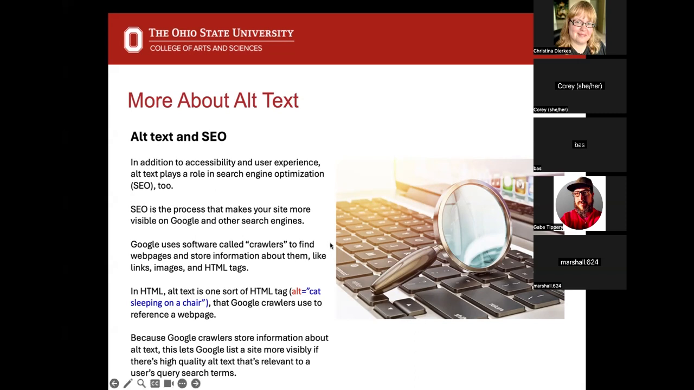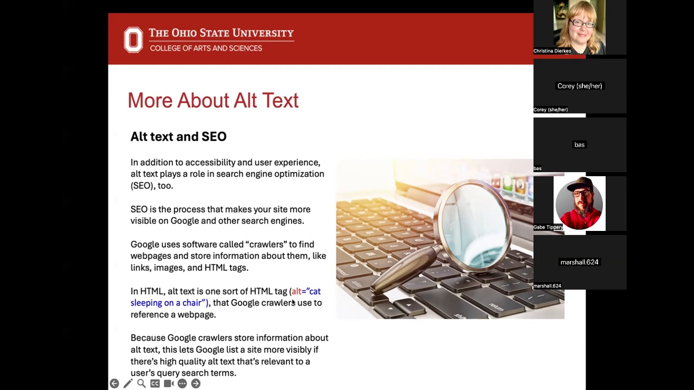I don't have an example really to the right here, but the tag in question that I've listed as an example is "a cat sleeping on a chair." So if for whatever reason a user is using Google to find an image about a cat sleeping on a chair, Google is going to use this alt text to help determine whether this is a relevant search item or not.